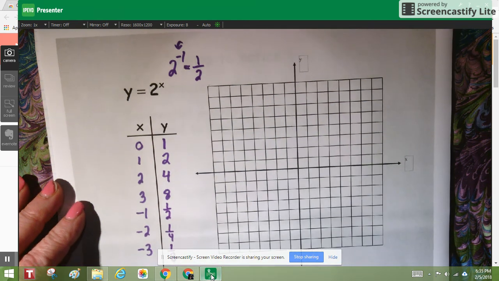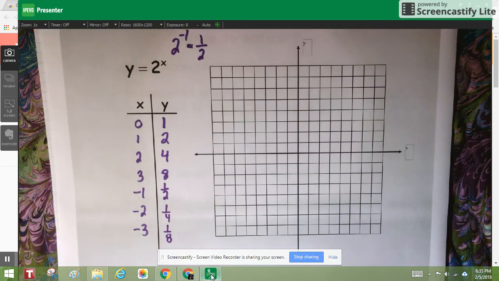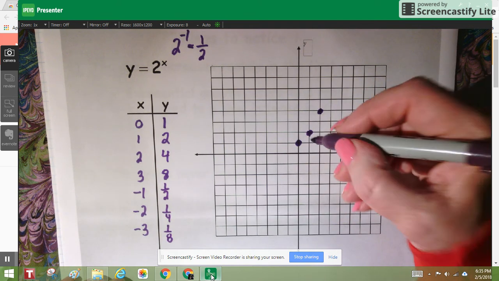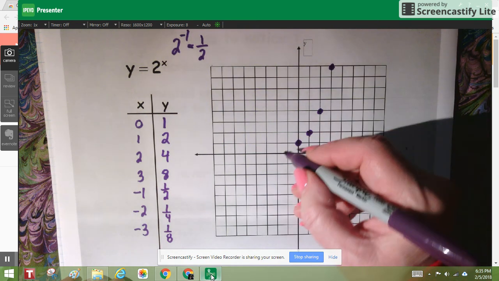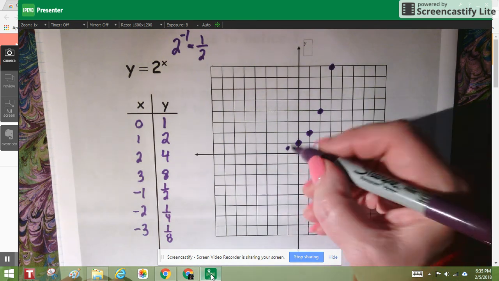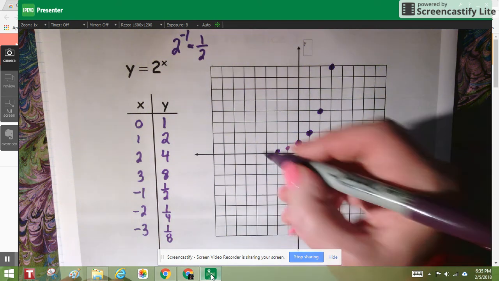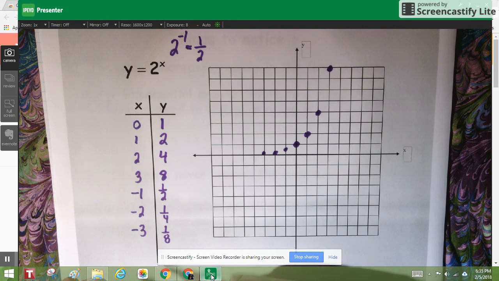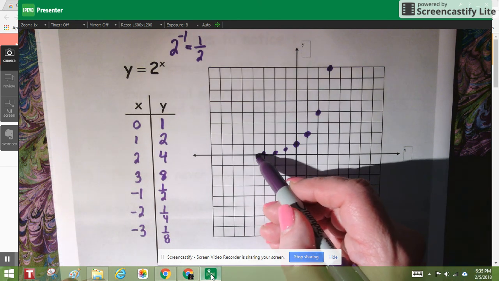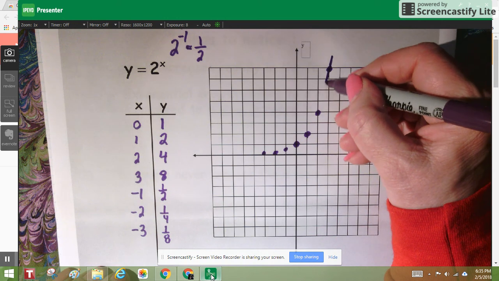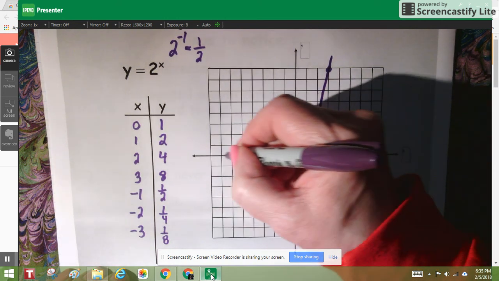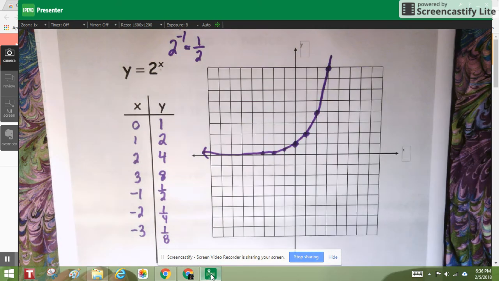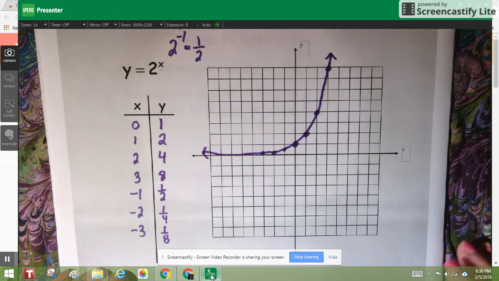All right, let's go ahead and graph these now, and let's see what this will look like. (0, 1), (1, 2), (2, 4), (3, 8). (-1, 1/2), and I'll just estimate it there. (-2, 1/4). (-3, 1/8). And you can see if I had more and more negative numbers, -4, -5, I would just be getting closer and closer to the x-axis, but I would never actually touch it because there is no power that I could raise this to that would make this expression 0. So therefore, this is what my graph would look like.